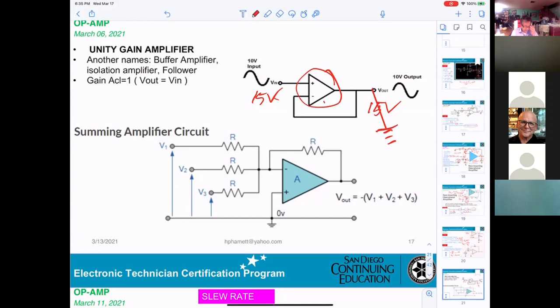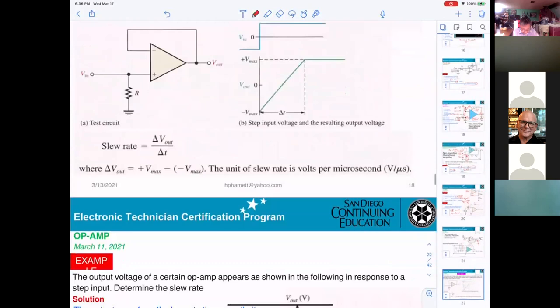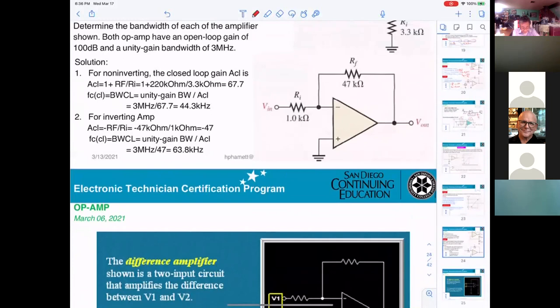And the last one here, summing amplifier. Now you have this amplifier connected to three sources, V1, V2, V3. If the values of the resistors are the same, then you can calculate the output as minus (V1 plus V2 plus V3). That they call a summing amplifier. That's just a formula. Okay, next one is calculation, and gain bandwidth product, we don't care about here. Let's see, oh, still more, okay?